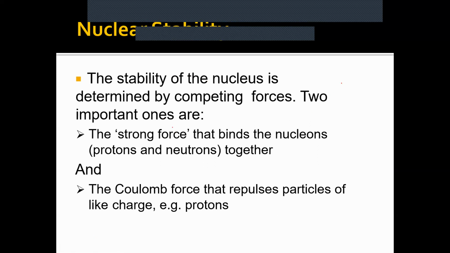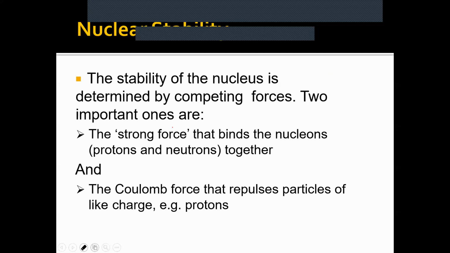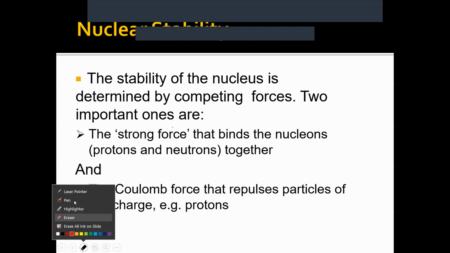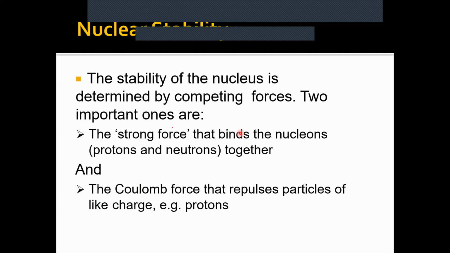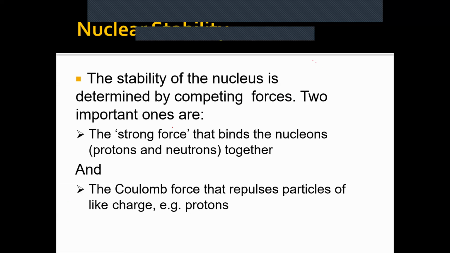There's a bit of a paradox with nuclei. You have a lot of protons that are condensed in a small area in the nucleus, right?